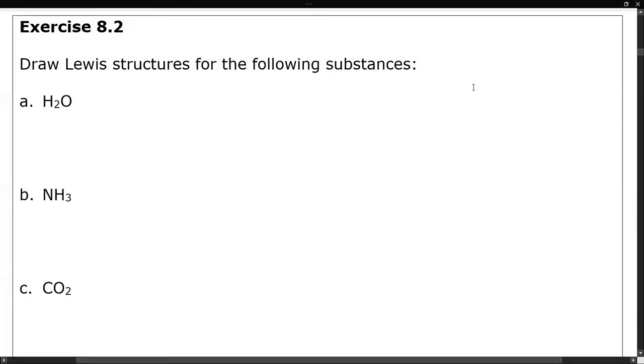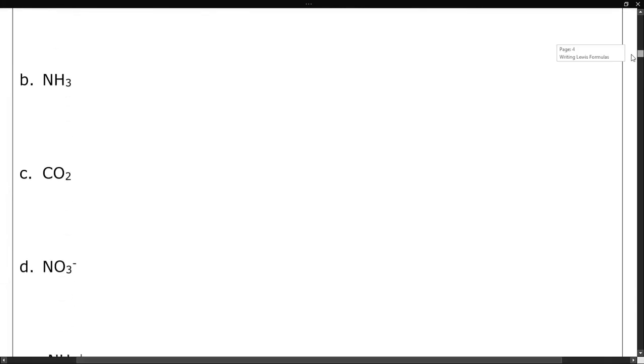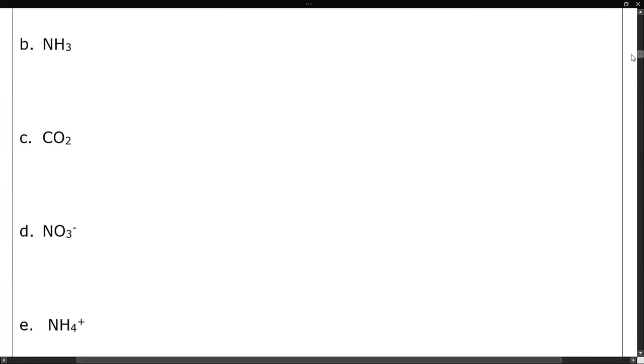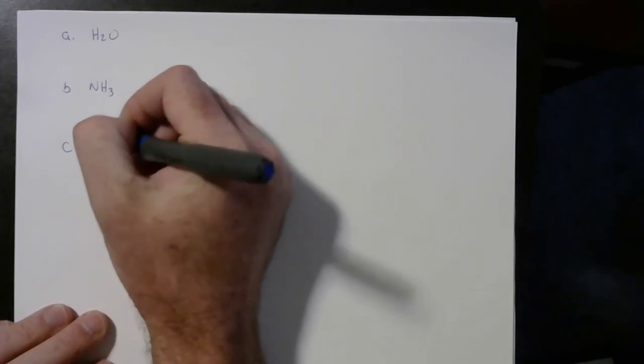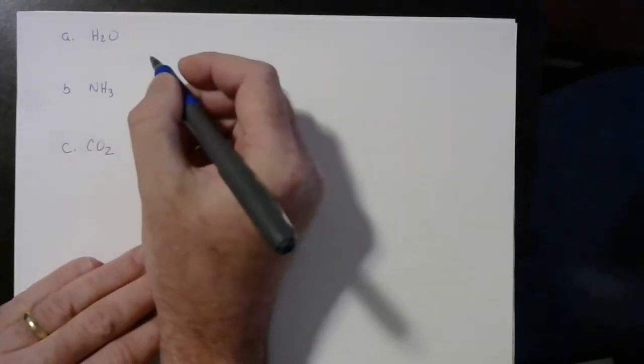Next, we're going to work some Lewis structure problems with compounds, and we'll see how they are different. The bottom two do carry a net charge, so we'll get to factor that in. Now that we're getting the hang of it, let's draw Lewis structures for water, ammonia, CO2, and then we'll hit the charged ones next.